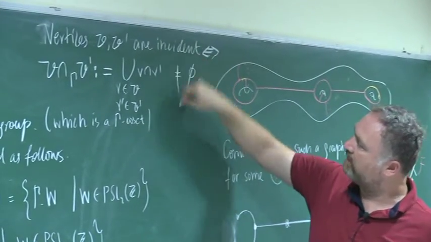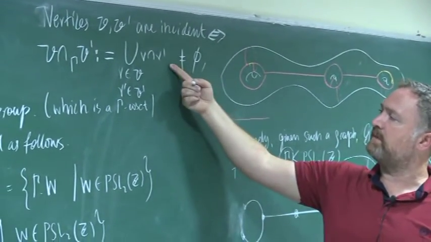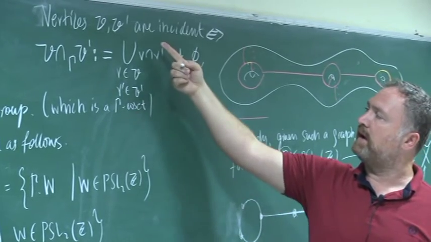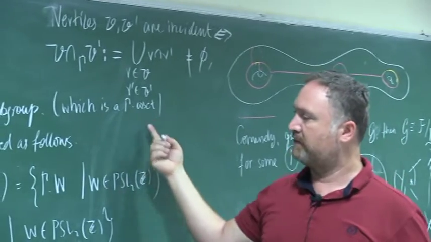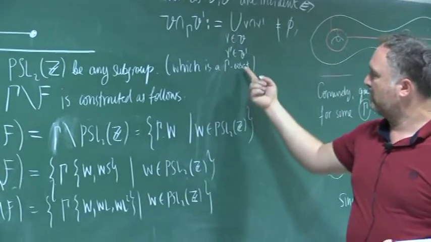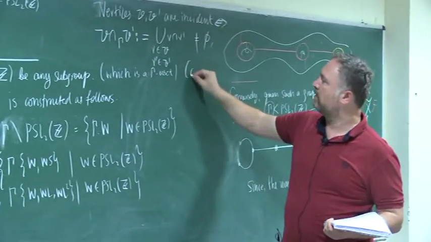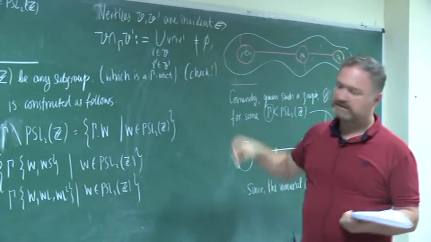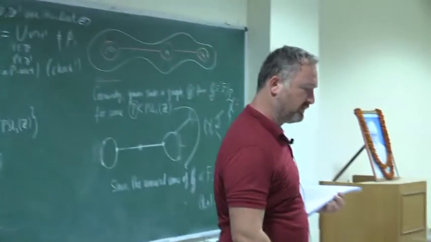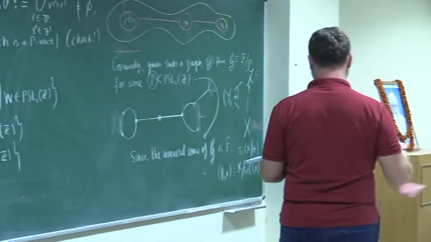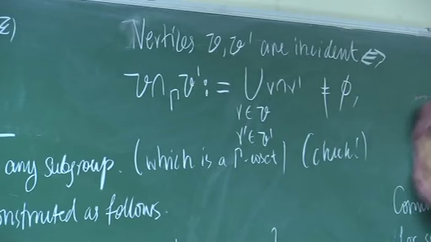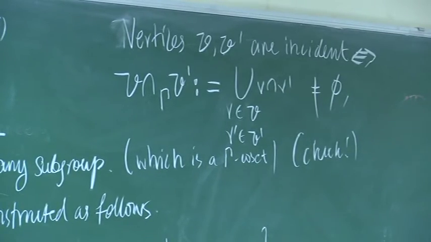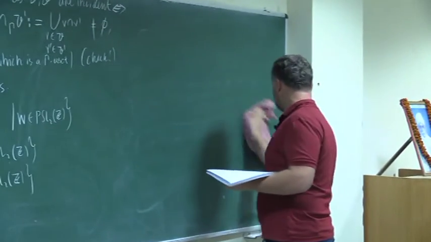Incident if and only if non-empty. And if this is non-empty, this is a gamma coset, and the edge between V and V prime is exactly this gamma coset, because the edges are themselves gamma cosets. So you can verify this. Check that this defines a well-defined incidence relation on the graph, and it is the desired incidence relation. In particular, it gives the same thing from topology that we have just discussed for torsion-free subgroups.